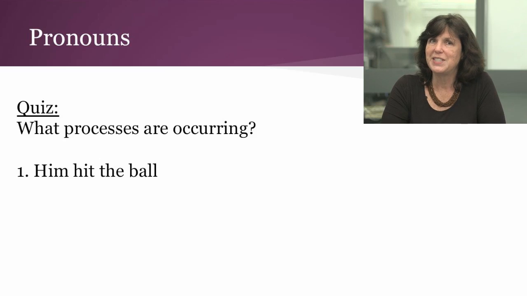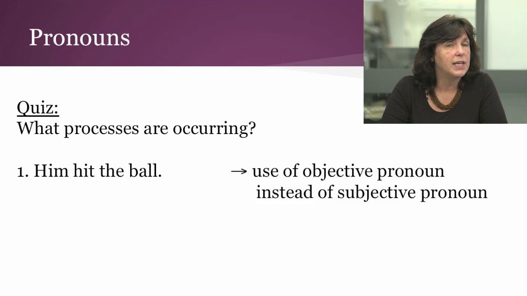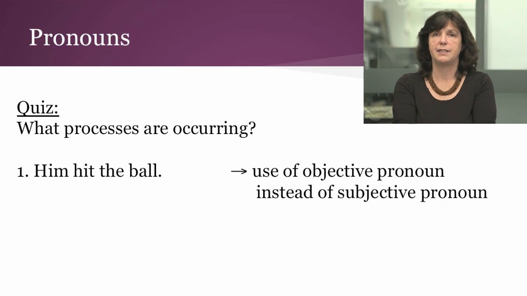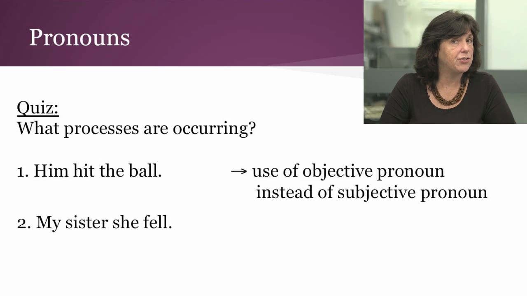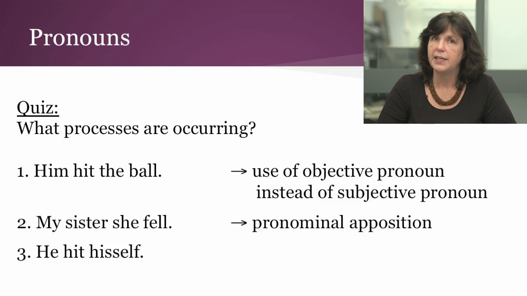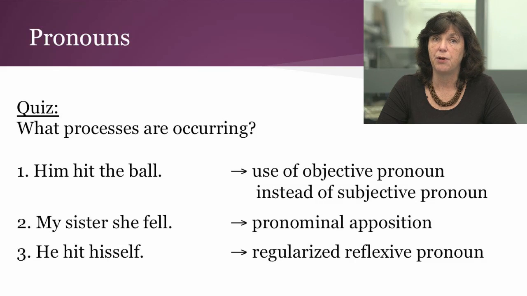Let's take a quiz to assess our understanding. What process is occurring in, him hit the ball? In this utterance, the objective pronoun him is being used instead of the subjective pronoun he. How about, my sister, she fell? Here we have pronominal apposition, where the pronoun she immediately follows the noun sister. And finally, he hit hisself. Here we have a regularization of the reflexive pronoun.